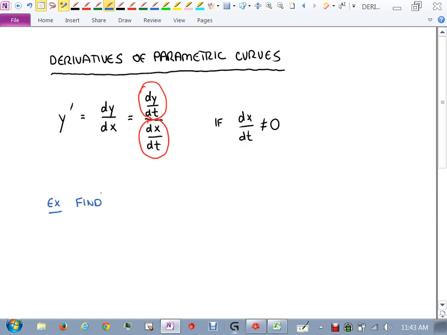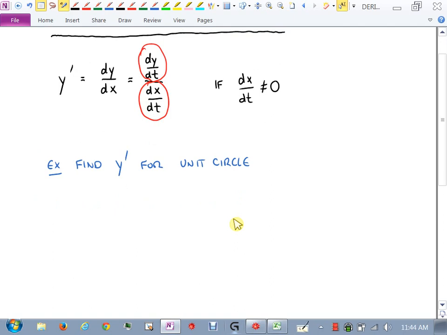Find y prime for the unit circle. I would like you to give me an equation where I can determine the derivative, the slope of the tangent line, on the unit circle. Now, if you were in Cal 1, you would be stuck a little bit because you would realize that for a circle you can't write it as a function. You could take care of the top half and then the bottom half separately, but you couldn't do it all at one time. Now we can do it all at one time.